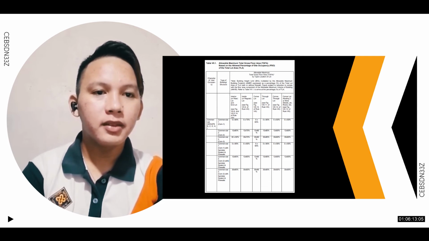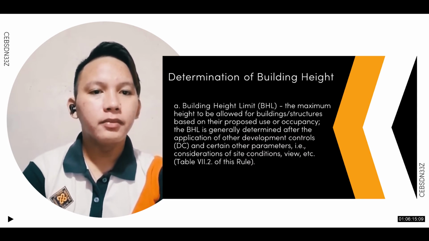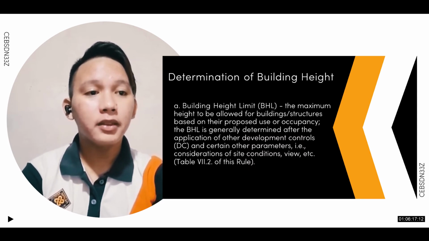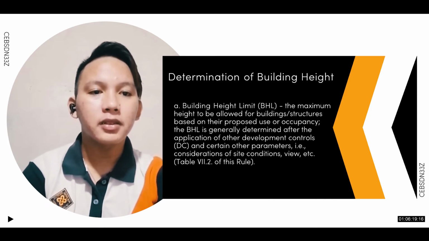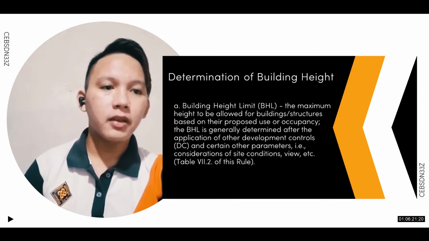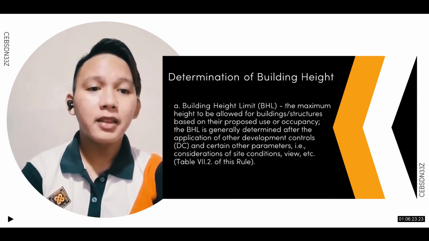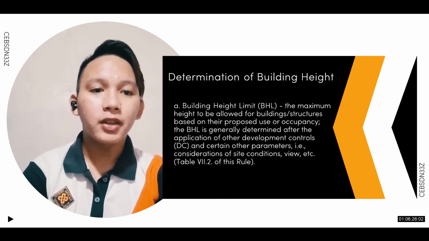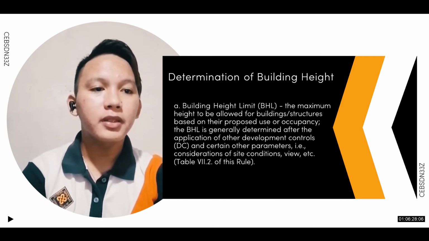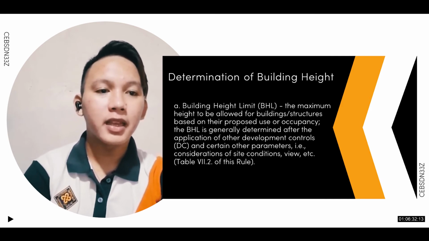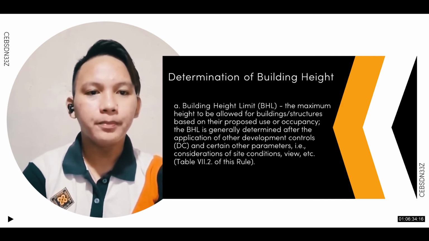Next, let's proceed to the determination of the building height. Building height limits the maximum height to be allowed for buildings or structures based on their proposed use or occupancy. The building height limit is generally determined after the application of other development controls and certain other parameter considerations of site condition, view, etc.